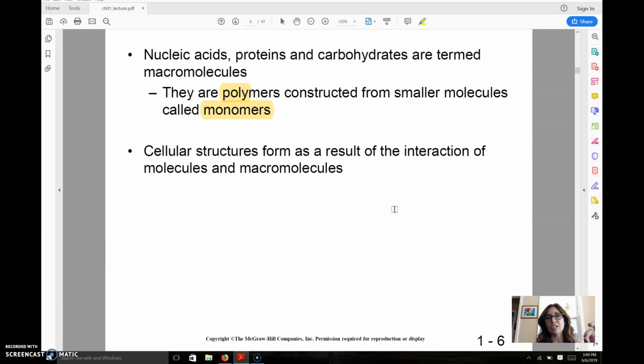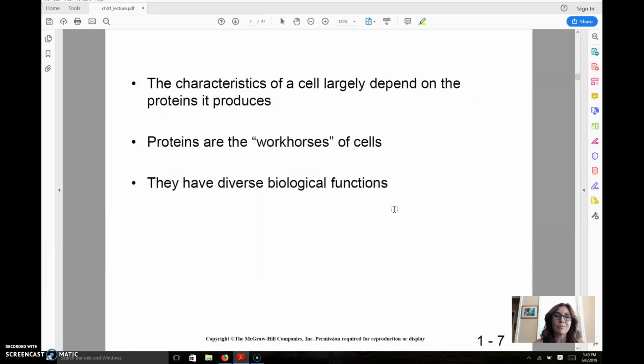Cell structures are definitely the interactions among molecules and macromolecules. Sometimes you're going to be dealing with little molecules, sometimes really big ones. The way a cell works depends on the type of macromolecules it has, and very specifically the types of proteins that a cell makes. These proteins, as it says here, are the workhorses of a cell. What do we mean by a workhorse? What we mean is that proteins do many different jobs in a cell.